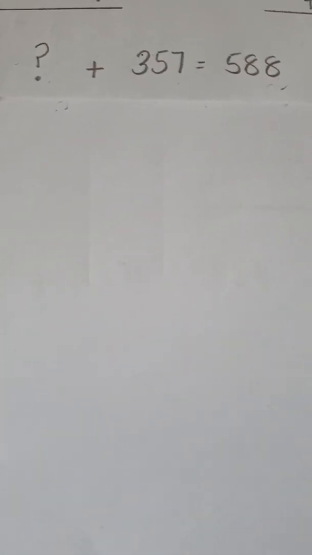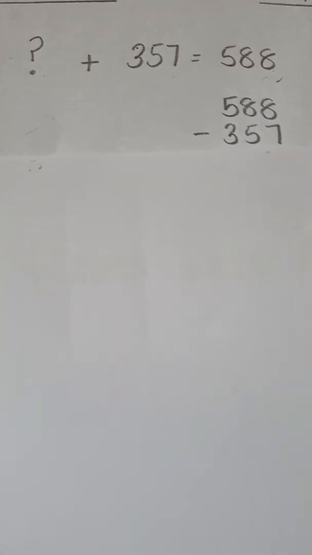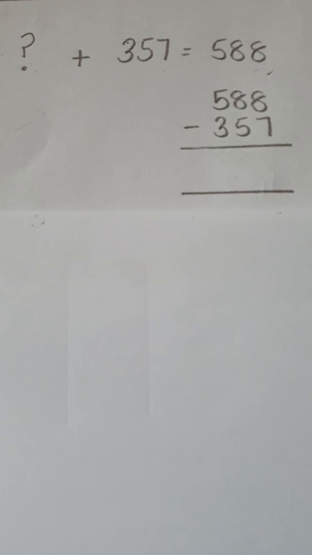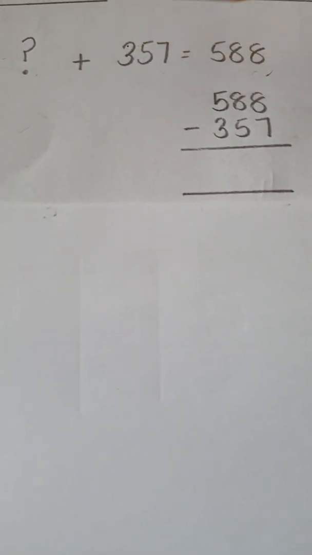So what we need to do is do the written method again, and we need to take away, again, putting our bigger number at the top, we need to take away the smaller number away from the bigger number to work out what our missing number is. So we're going to take away, again, starting at our units, 7 units away from 8 units, we can do that. That will leave us with 1 unit.